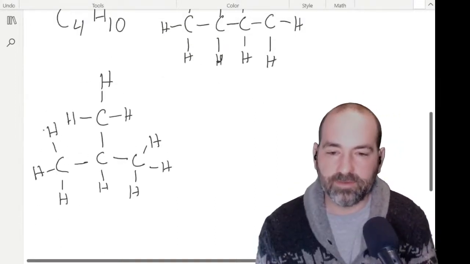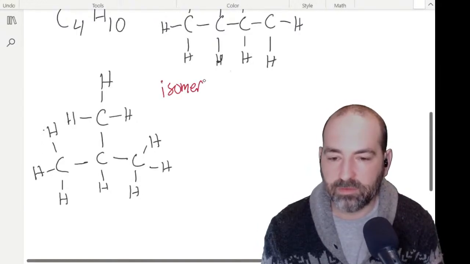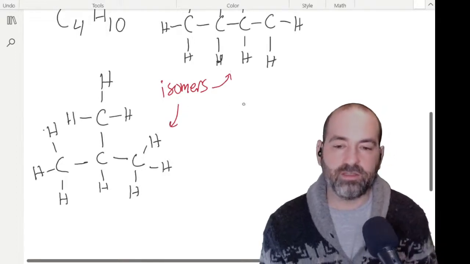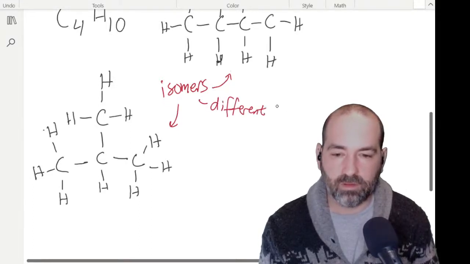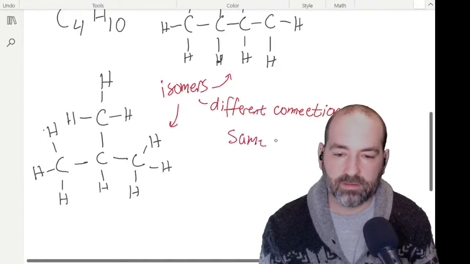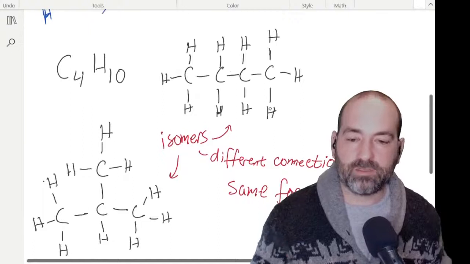So those are two different structures, and there's a word for that. These are called isomers. Isomers are different structures with the same molecular formula. So we'll say different connections, or connectivity, same formula, so the same numbers of atoms. All right, so some of you, those are the only two isomers of C4H10.